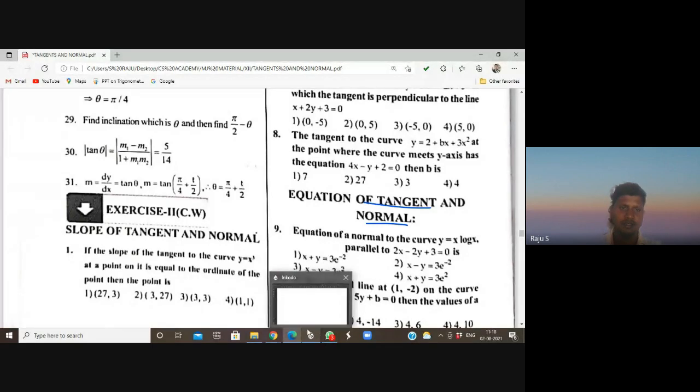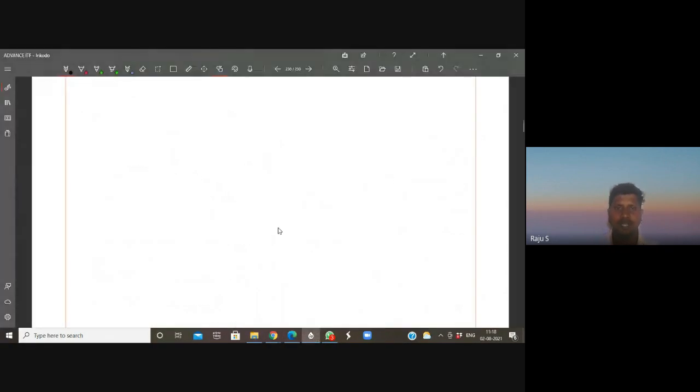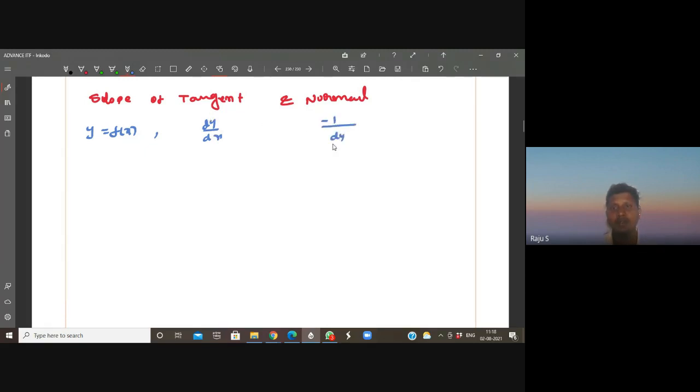Slope of the tangent and normal. First step, subtopic. Look here. The slope of the tangent is dy by dx when the equation of the curve is given as y is equal to f of x. Slope of the tangent is dy by dx. Slope of the normal is minus 1 by dy by dx. Clear? Clear, students?